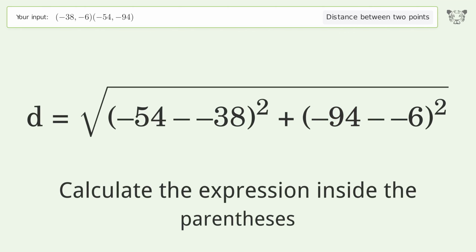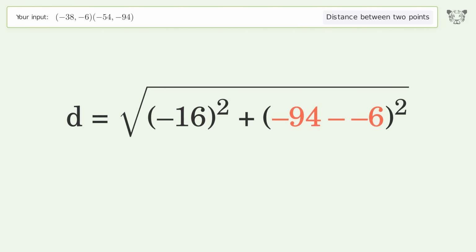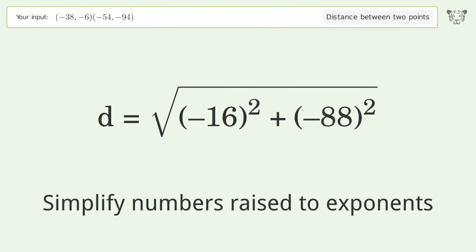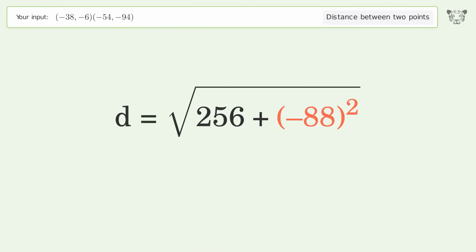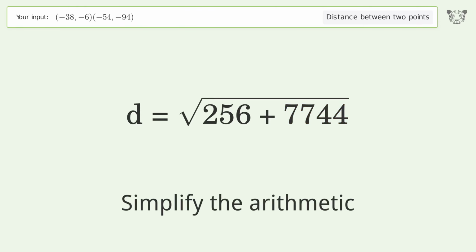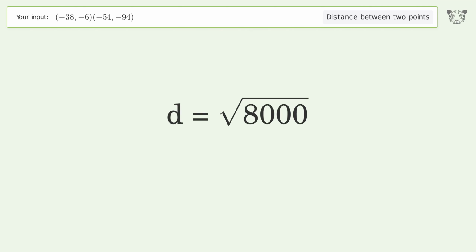Calculate the expression inside the parentheses. Simplify numbers raised to exponents. Simplify the arithmetic. And so the distance between the 2 points is the square root of 8,000 or 89.443.